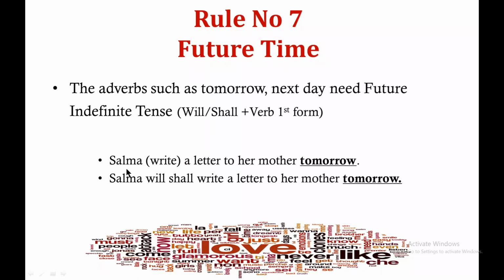Similarly, Salma write a letter to her mother tomorrow. The moment you see the word tomorrow, you have to use future indefinite. I have told you that with I and we you have to use shall, and otherwise you have to use will. This is not I or we, this is the name of someone, Salma, so it should have will. Salma will write a letter to her mother tomorrow. So this would be the correct sentence.